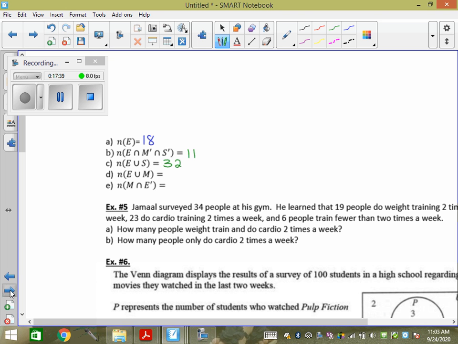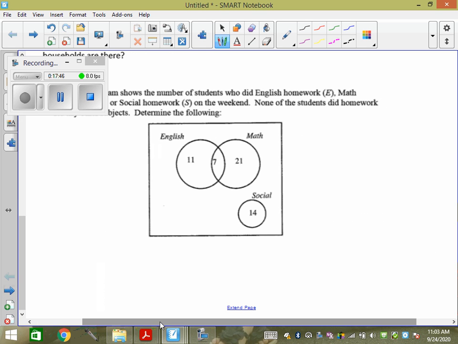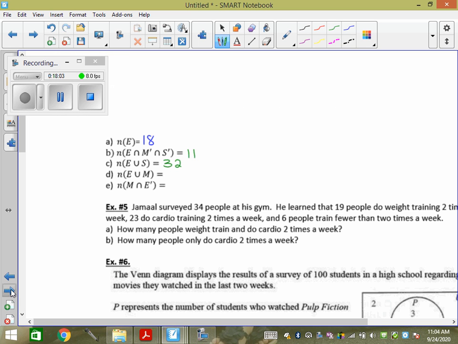E or M snowman. So I need the two E or M circles. This isn't annoying at all. So E or M snowman: 11 plus 21 plus 7. You have to remember the middle of the snowman. If you don't take the middle of the snowman, it is not a snowman. It is a pile of snow. Okay? So we need 18 plus 21, which is 39.